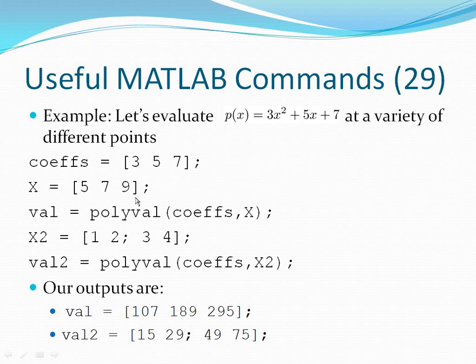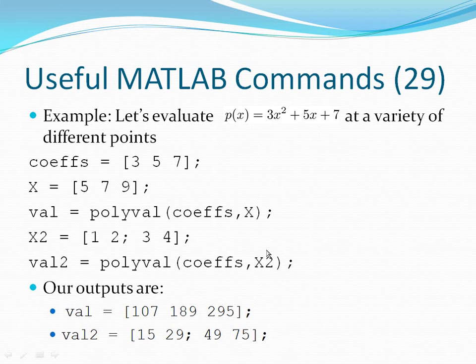If I do the same thing with a 2 by 2 matrix, it'll take each number, evaluate the polynomial, and place it in its corresponding position in the output. For example, in the top left corner, when you put in 1, you get 15. Then when you substitute 2, you get 29. And 3 is 49, and so on and so forth.